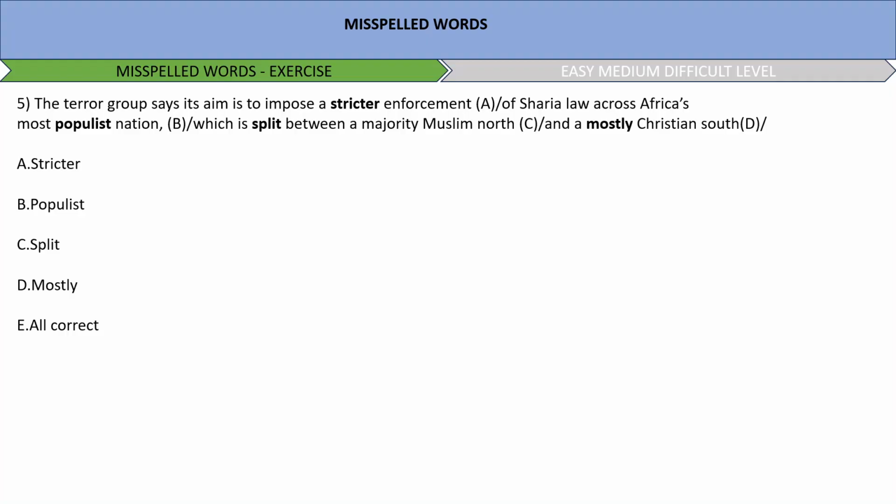Okay, so stricter here is correct. I guess stricter is like strict, stricter, strictest. Stricter here is totally correct. We have the words populist, split, mostly, then. Populist is somewhat not correct, but split is correct and mostly is correct. So I'll go with option number B, populist.